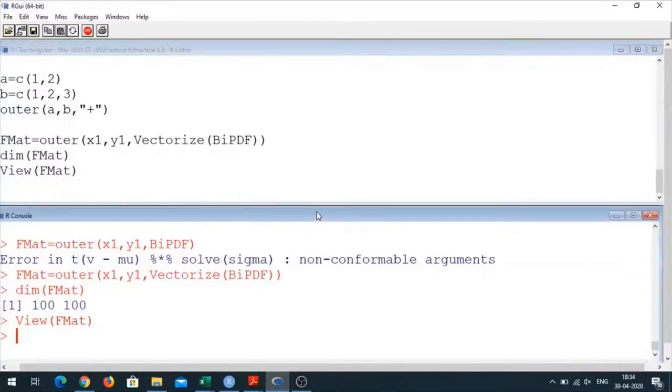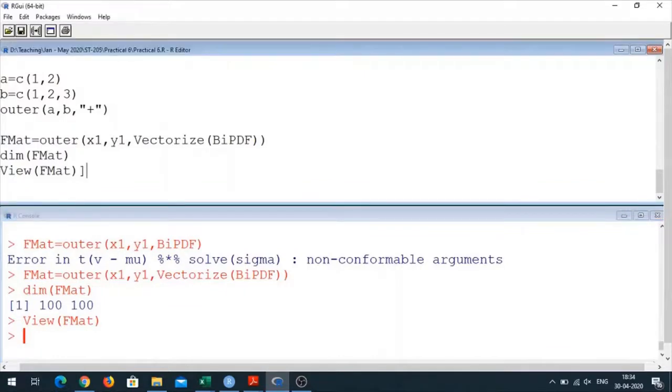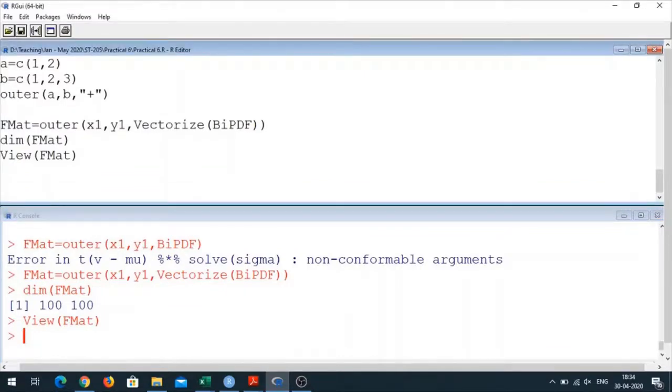Okay, so now I have this matrix of PDFs ready, and we are going to plot them. So for plotting, for 3D plotting there is a command called persp. In persp you have to give x, y, and coincidentally for persp the z entries are to be given in the form of the matrix that we created just now. So all possible x1, y1 pairs and then corresponding values of z. So I will give my fmat here.